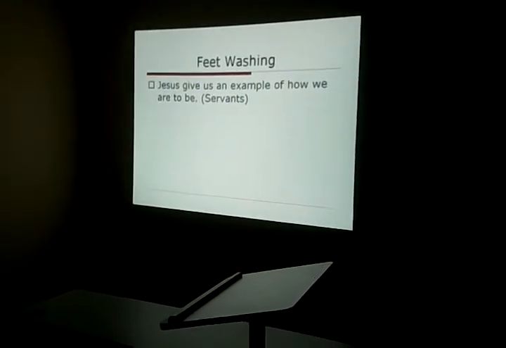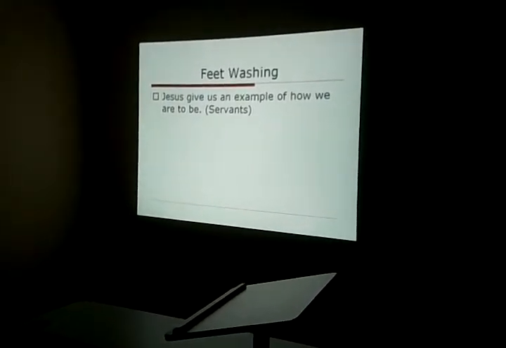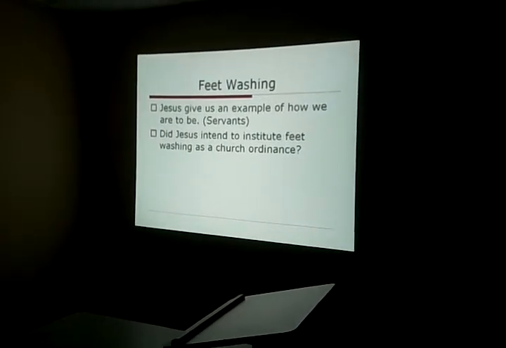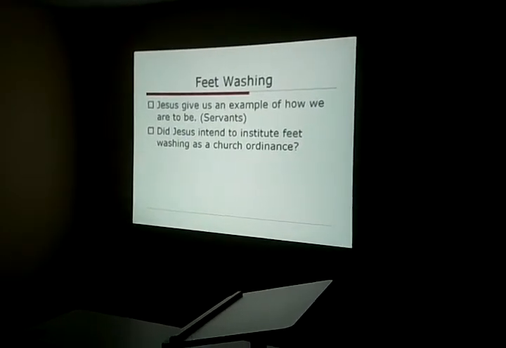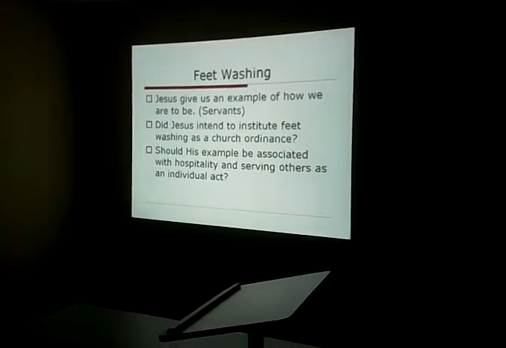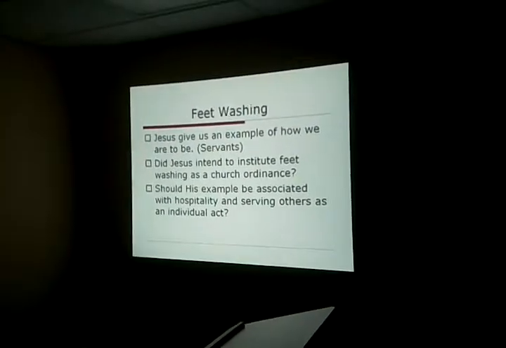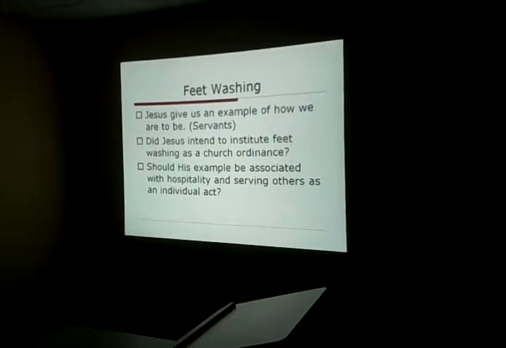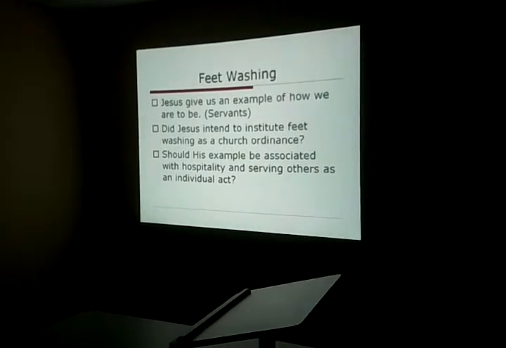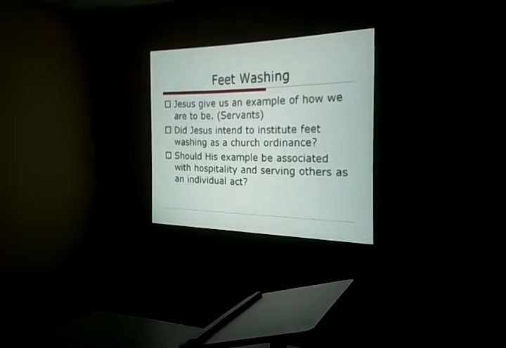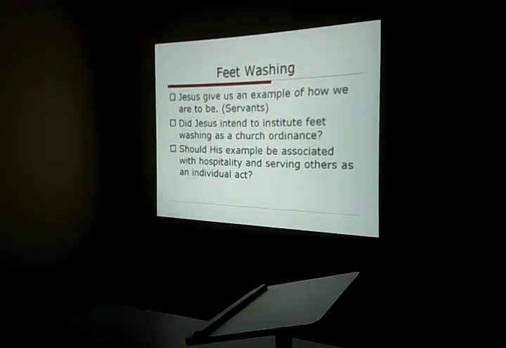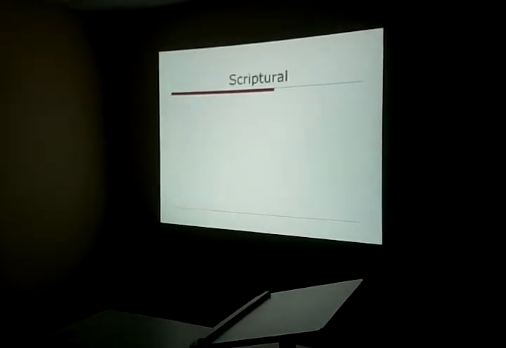Jesus gave us an example of how we are to be when he washed the disciples' feet. He said we are to be servants. Did Jesus intend to institute foot washing as a church ordinance? There have been several theologians who have looked at this, and they've incorporated it into their communion services and into their baptismal services. But the scripture really does not enforce that the washing of feet should have been one of the ordinances. Should this example be associated with hospitality and serving others as an individual act? Yes, based on the Word of God, he showed hospitality. He showed serving others when he washed the disciples' feet.